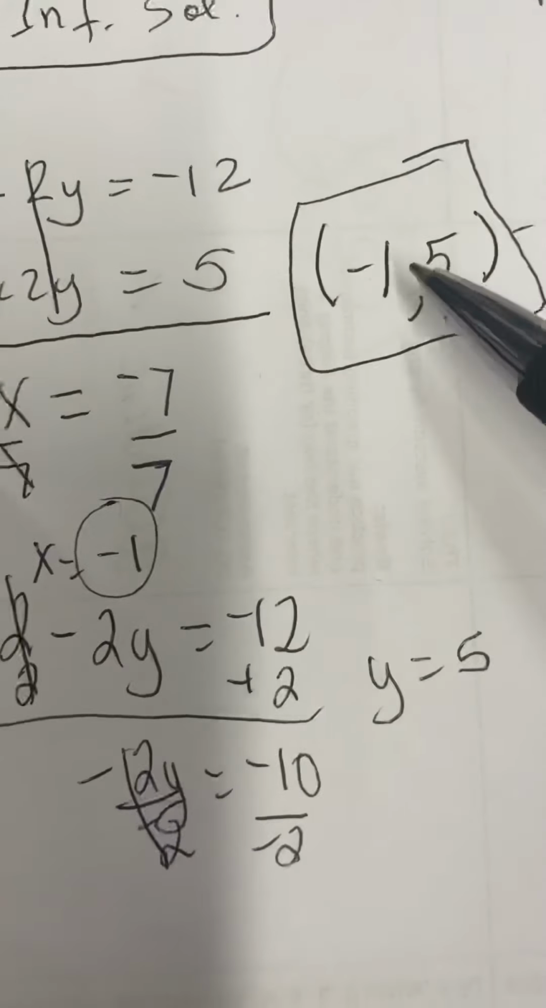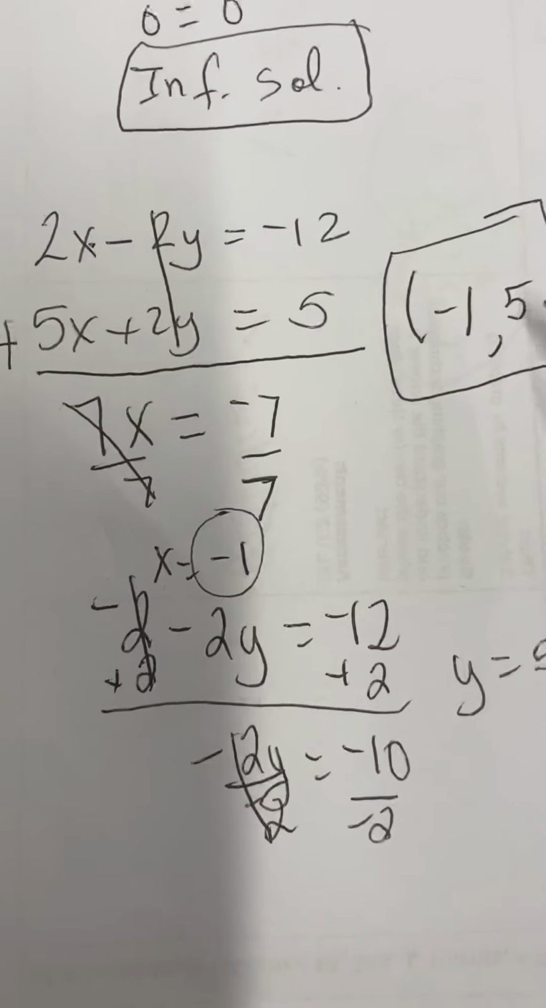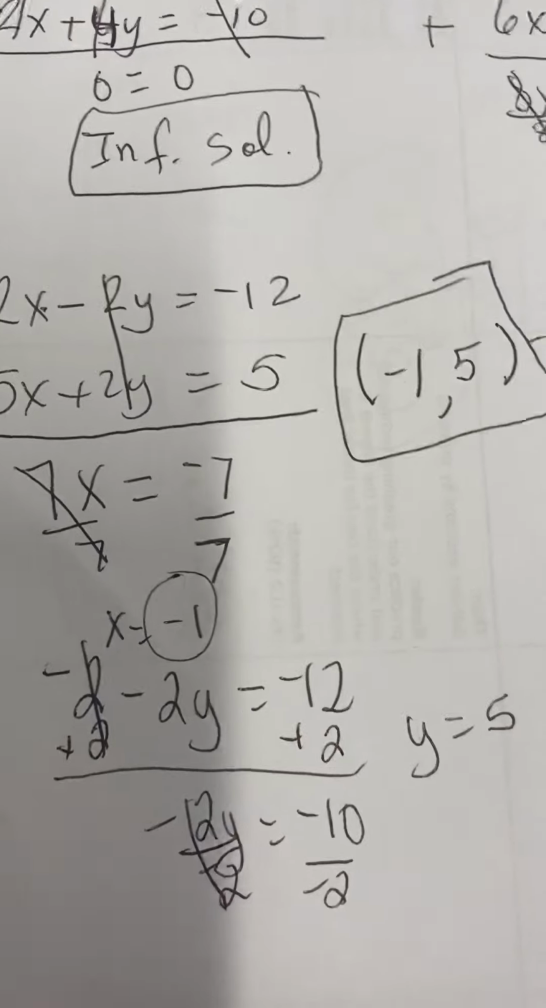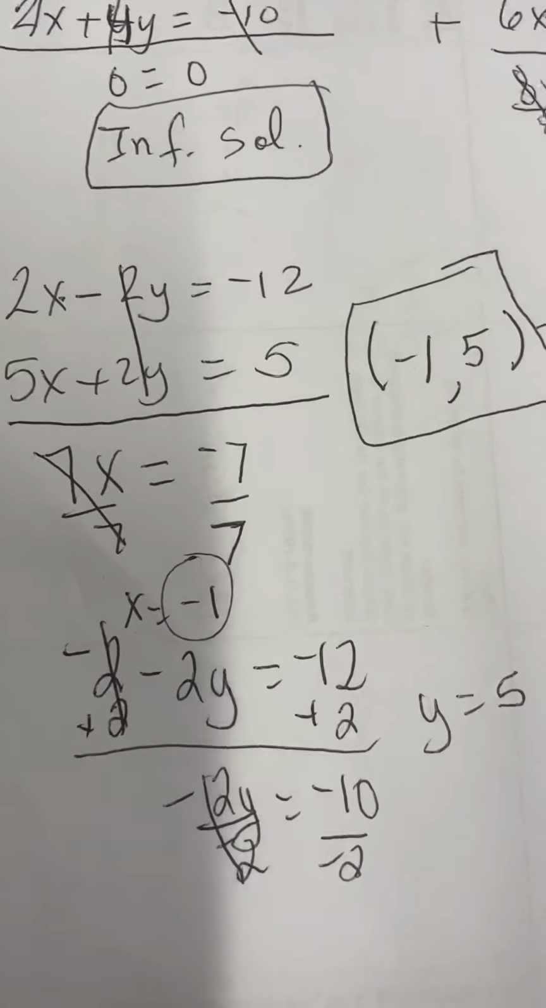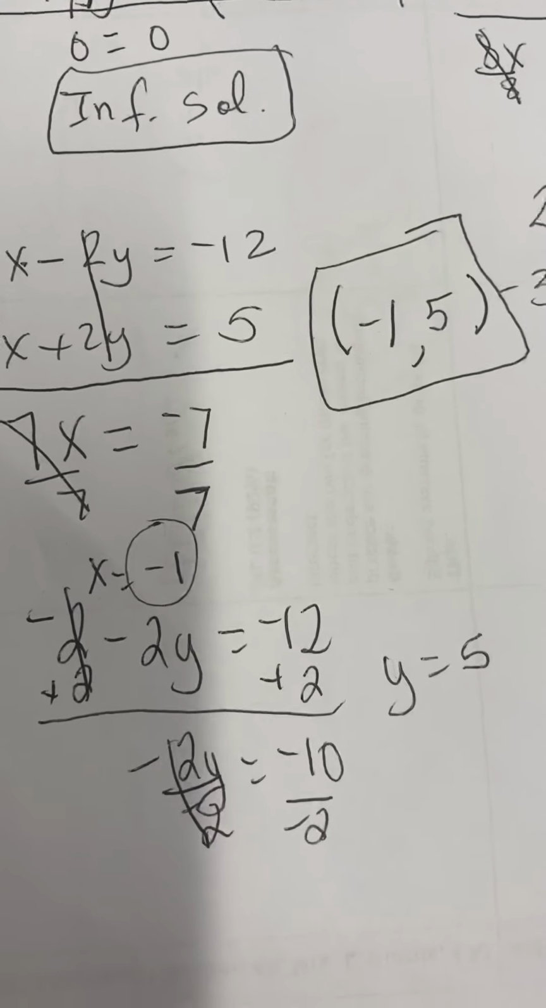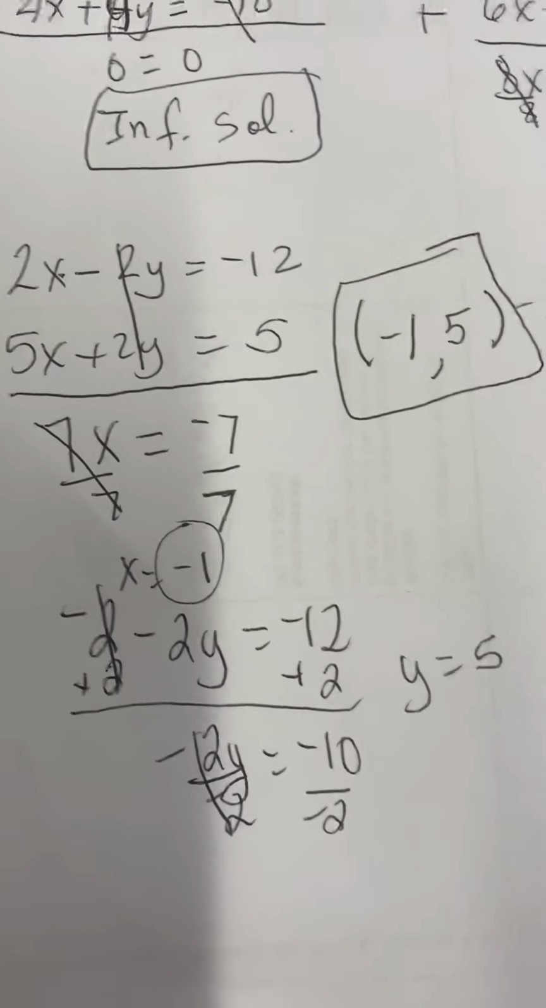Right, so we should have gotten -1, 5 as the intersection point between these two lines. Let me know if you have any questions, and I will upload the worksheet for you, plus you have an IXL to do on substitution. Let me know if you have questions.